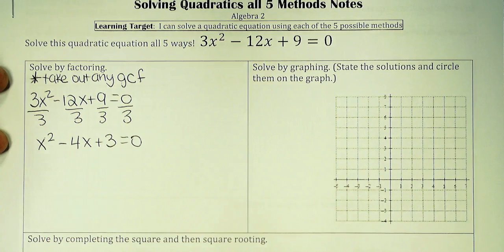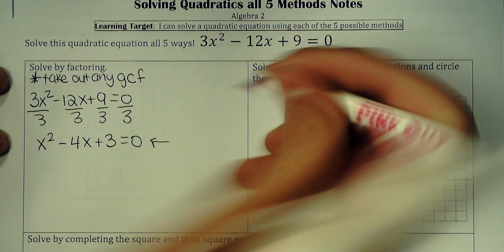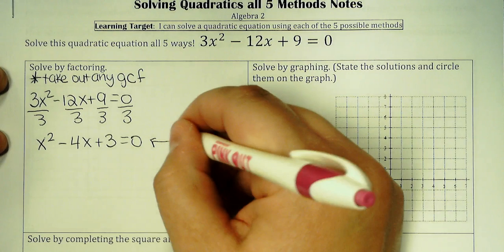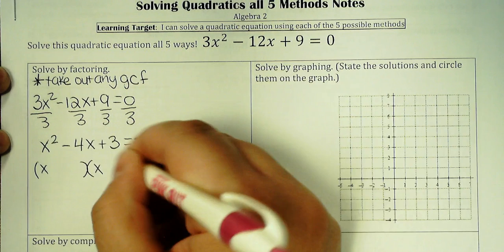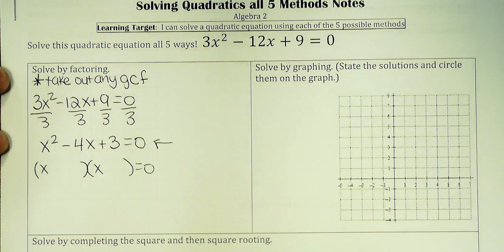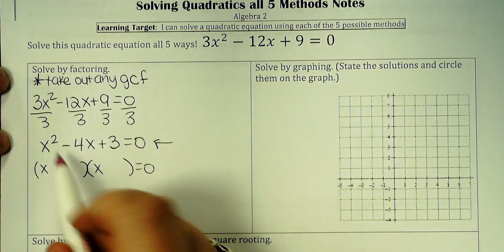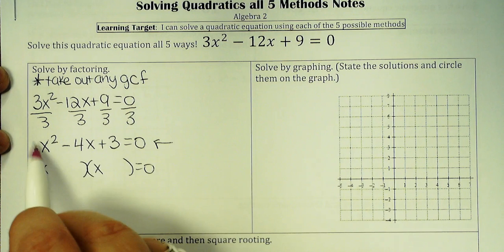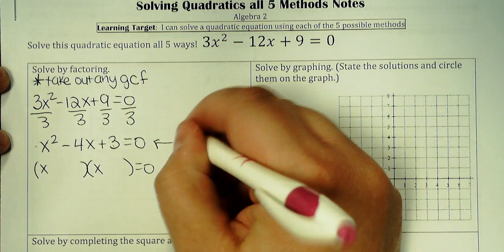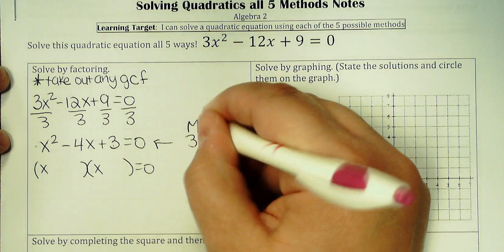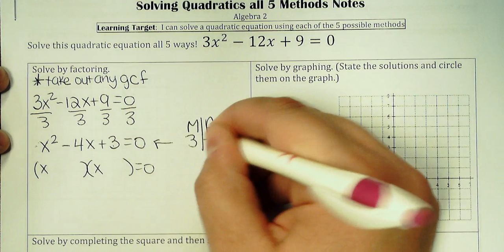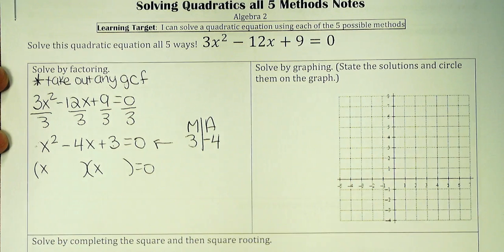Now, for factoring, make sure it's set equal to 0. I don't have a number in front of the x squared, so we don't have a Berry method or anything like that. So I'm going to multiply the first number, which would just be 1, times the last number. So I need two numbers, 1 times 3, that multiply to get 3 and add to get the number in the middle, or the b value, which is negative 4.